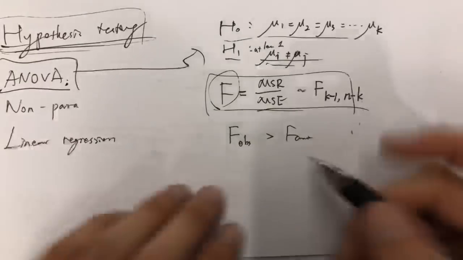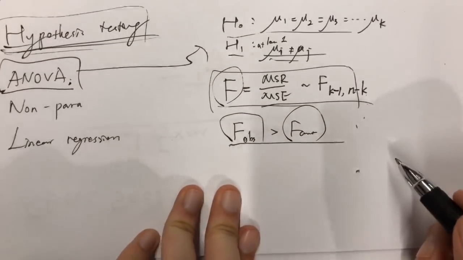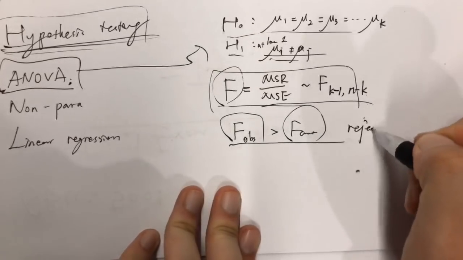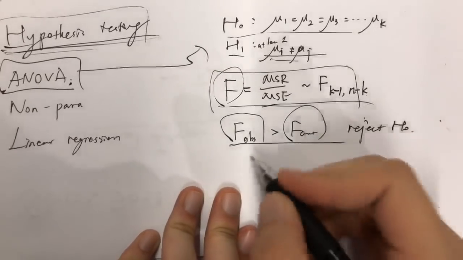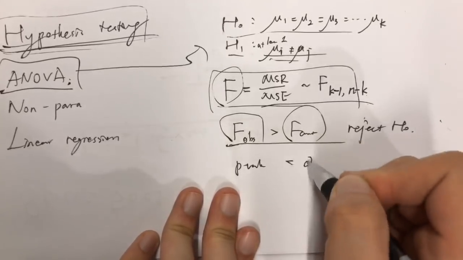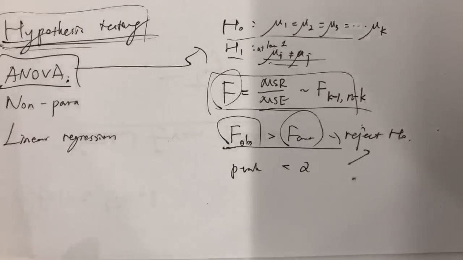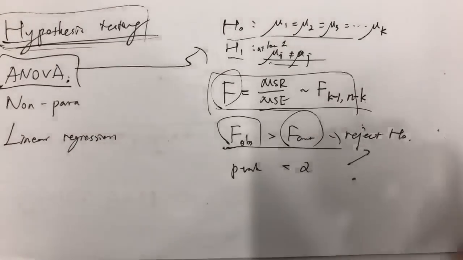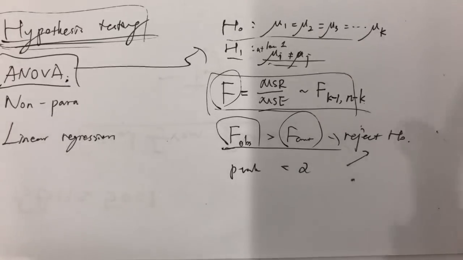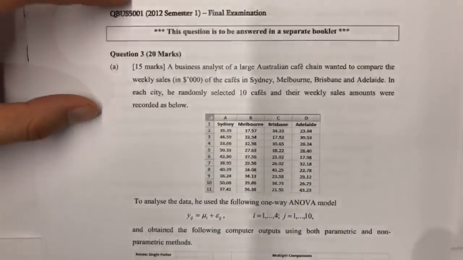Alright, sorry about that. So if F observed value is greater than F critical value, then we reject the null hypothesis, right? And again, if P value is less than alpha, then we also reject the null hypothesis. Okay. Alright, so now let's move on to a question together from probably 2012 semester 1.